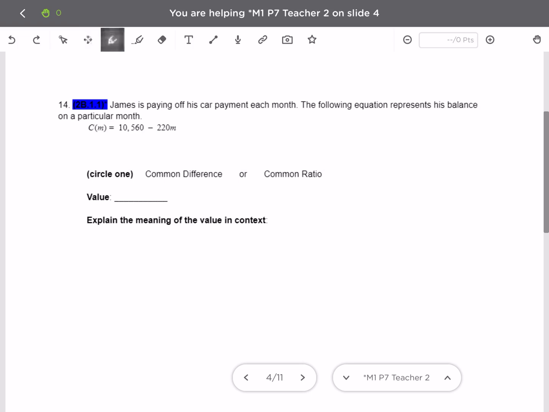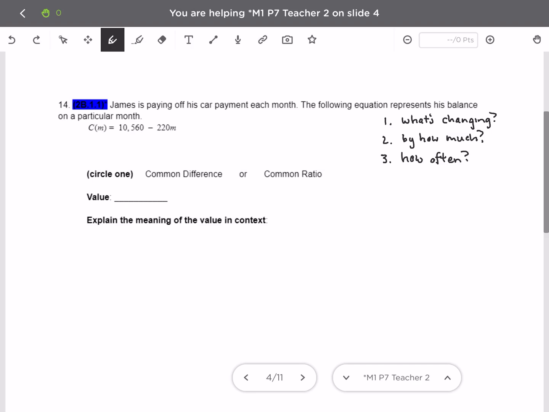Okay, this is one of those, whenever we explain the meaning of the common difference or ratio, remember we need 3 things. We need what's changing, by how much is it changing, and how often does it change?